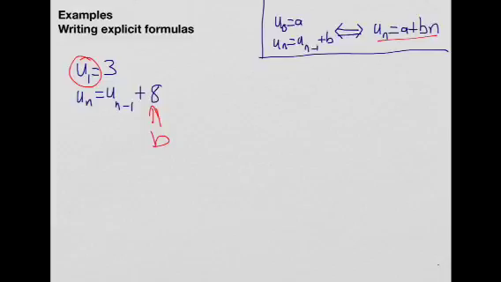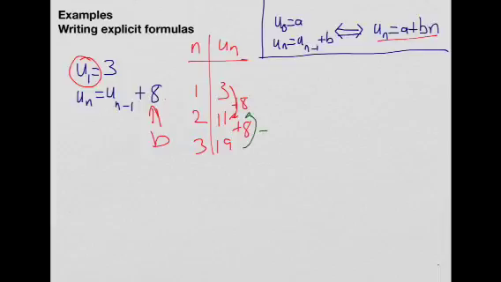So I'll find it. Let me help you see how I find it. I'm just going to make a quick little table here. I'm going to go n, u sub n. And we said when n is 1, I'm at 3. And then I just keep adding 8. So plus 8 is 11. Plus 8 is 19, for 2 and 3. Every time I go down, I add 8. But that means every time I go backwards, I'm subtracting 8. I go backwards, I do the opposite.